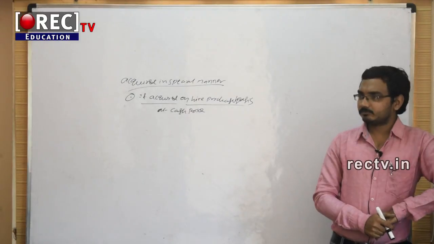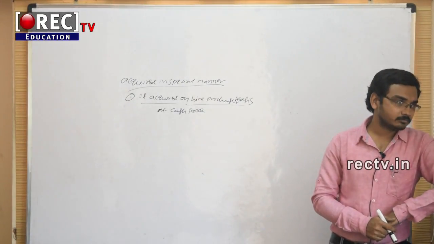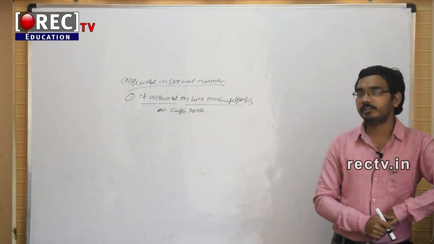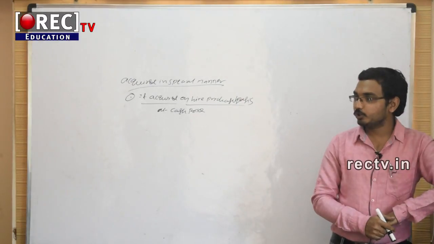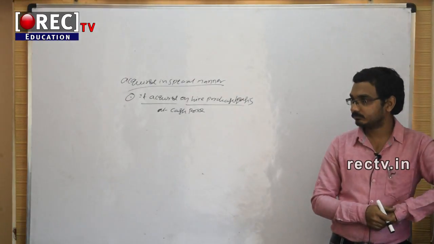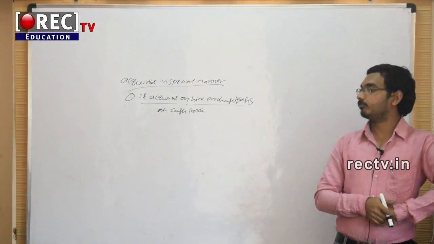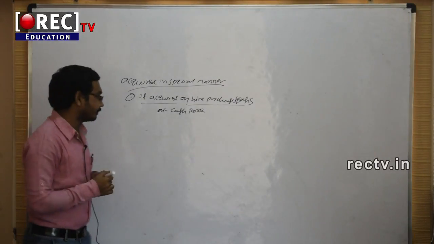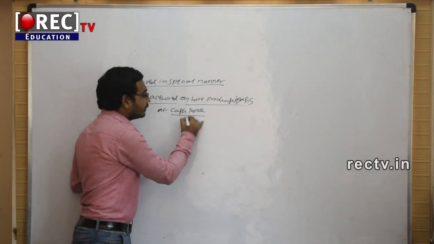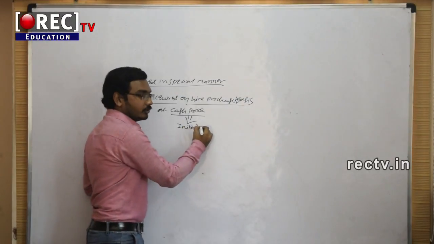Nothing but if you acquired the asset by paying the entire amount at a time, you need to pay cash, right? Okay, you need to pay cash directly for the entire amount. So that is said to be the cash price. Cash price is nothing but initial payment.